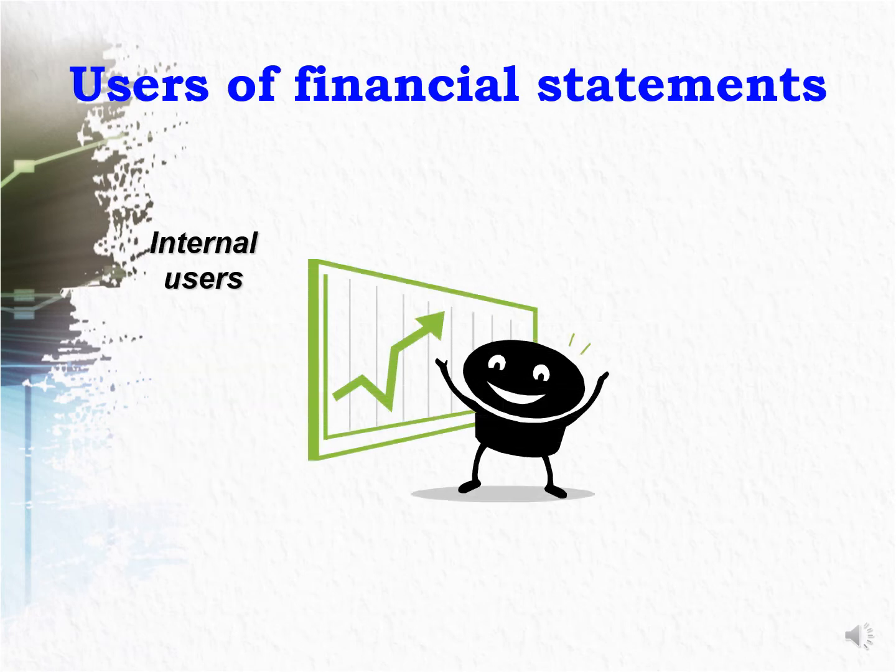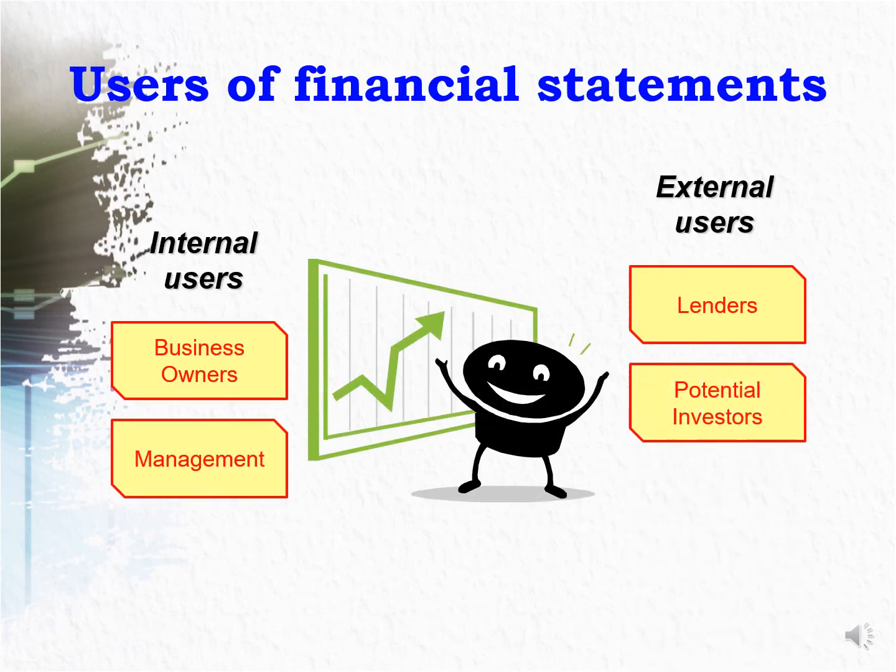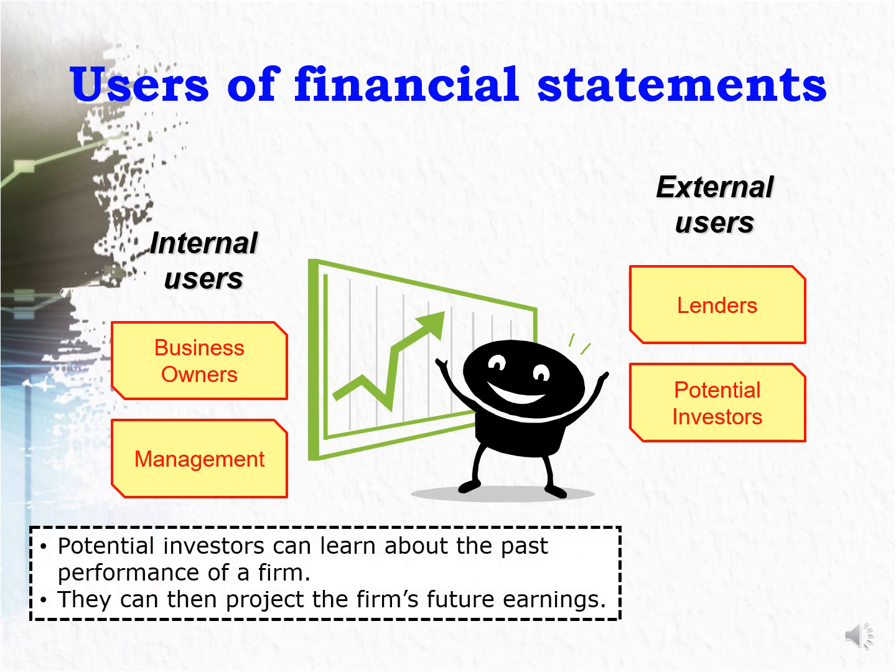The next one is the potential investor. Do you remember shareholders? A shareholder is someone who buys the shares of the company. That means they will invest money in the business. The potential investor can learn about the past performance of the business to see whether the business can earn profit or not, so that they can project, that means predict, the firm's future earnings and whether it is worth investing money into this business or not.